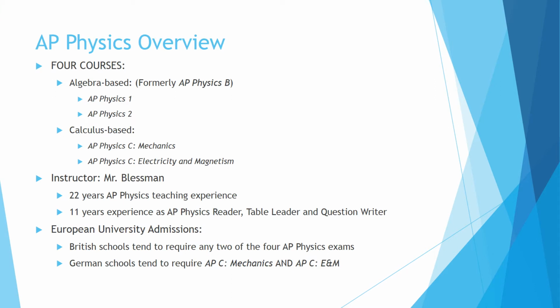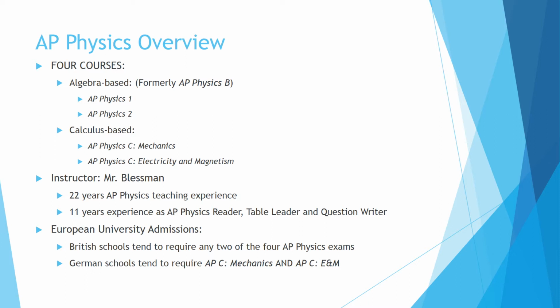So just giving a quick overview, there are 4 courses as mentioned. The first 2 of those, AP Physics 1 and AP Physics 2, are algebra-based courses. What that means is the math we're using is not calculus, but just algebra. These courses were formerly AP Physics B for the parents that are remembering those from their time in school.